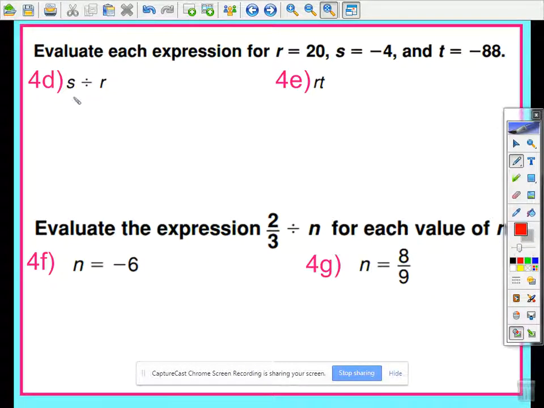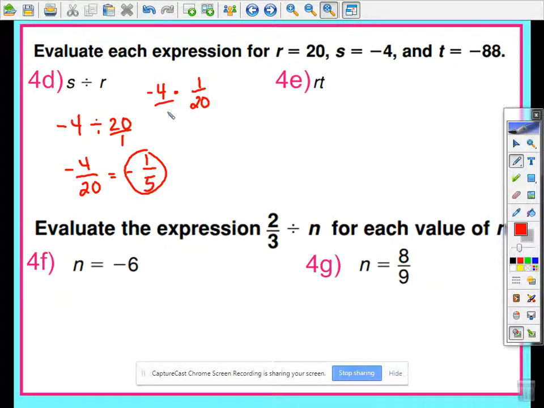All right, so for 4D, you should have said S was equal to negative 4 divided by R. So that's divided by 20. Now, you could do negative 4 divided by 20, but I would make it a fraction, negative 4 over 20. That means divide. And now I just have to simplify my fraction. 4 goes into 4 one time, goes into 20 5 times. So my answer is negative 1/5. If you did it this way, you would have negative 4 times 1 over 20, which in the end still gives you negative 1/5.